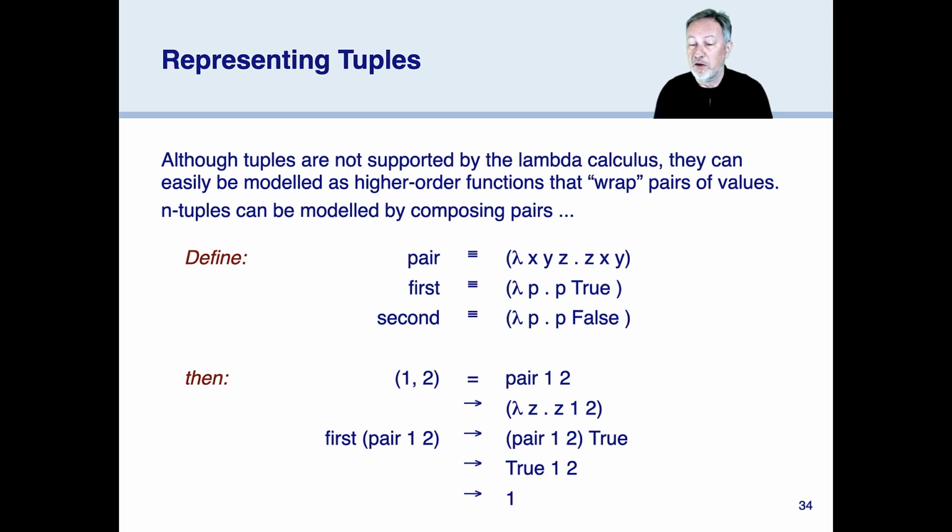Okay, so now let's apply the function first to our tuple. First applied to pair 1, 2 is going to be pair 1, 2 applied to true. This will then bind the value true to the z in lambda z.z12, and we get true applied to 1 and 2. And true then will return the first argument, which is 1. So it's working exactly as we expected.